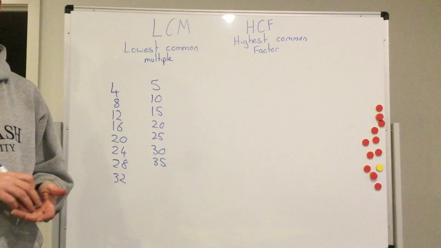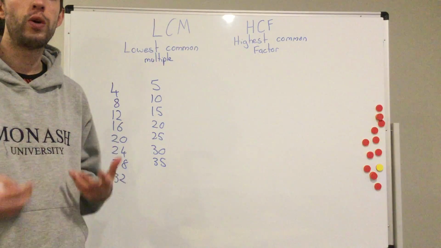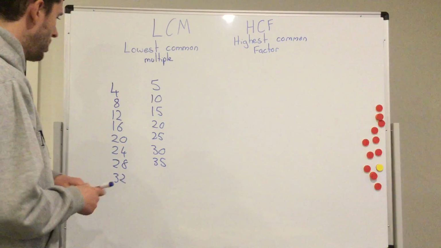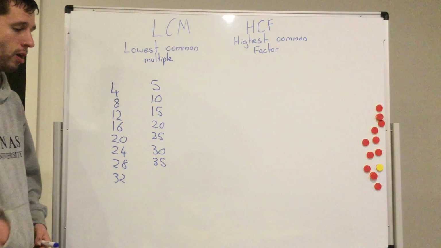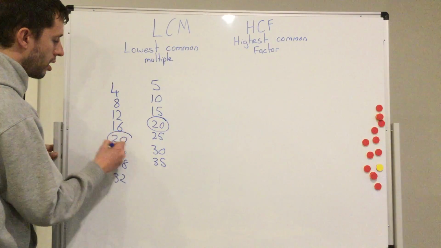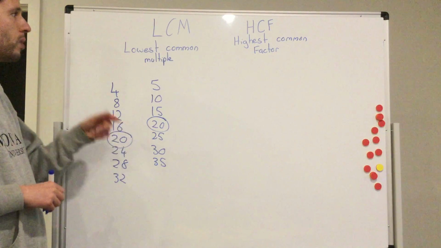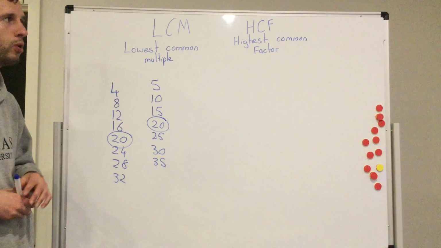It says common. So common means the same. Lowest, the lowest number that is the same. So I can see at the moment that I have 20 on both is the lowest that is the same. So 20 will be the lowest common multiple.